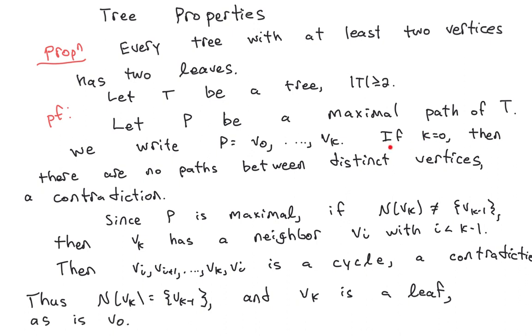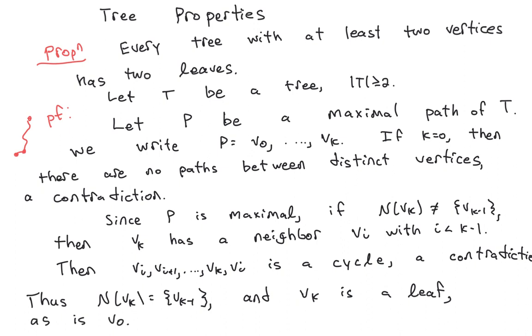Notice that if k is equal to 0, so the path is length 0, then we run into a problem that there are no paths between distinct vertices. Why is that? Because if you have 2 vertices in your tree, and we know there's at least 2, the fact that they're a tree means they have to be connected by a path, which means you have to have at least an edge, which immediately implies that the maximum length path has length at least 1.